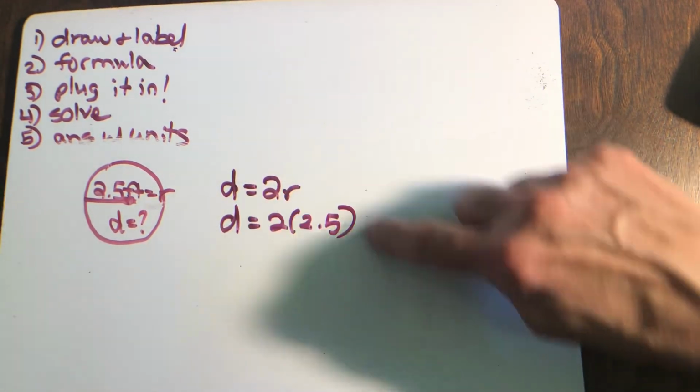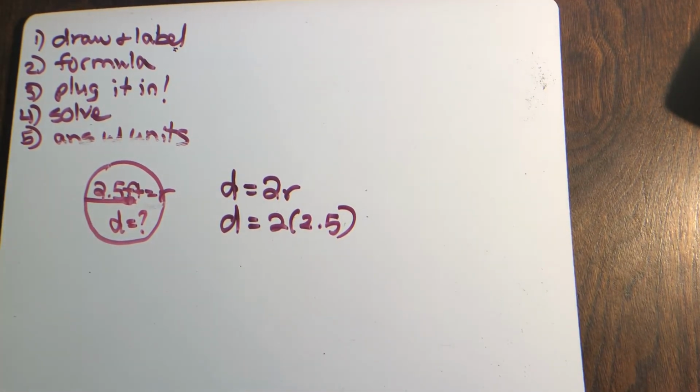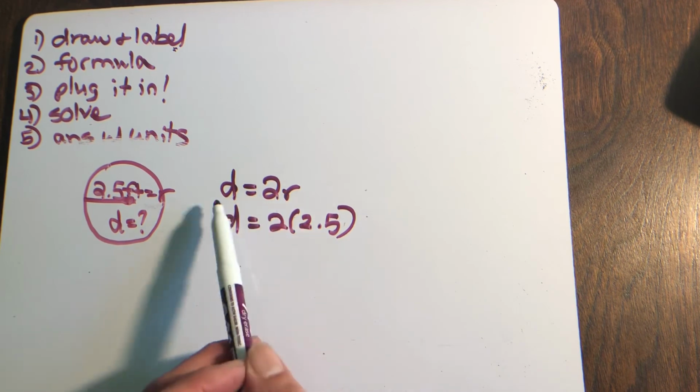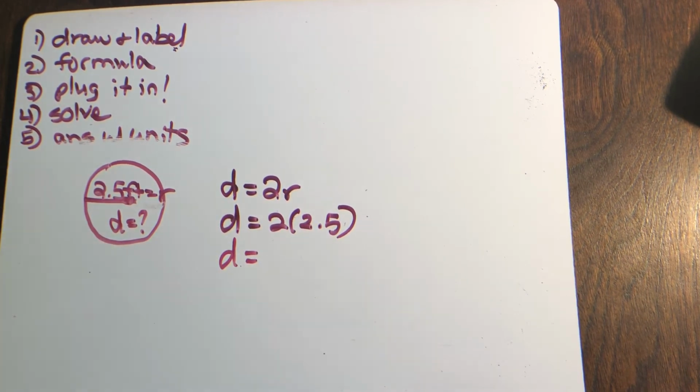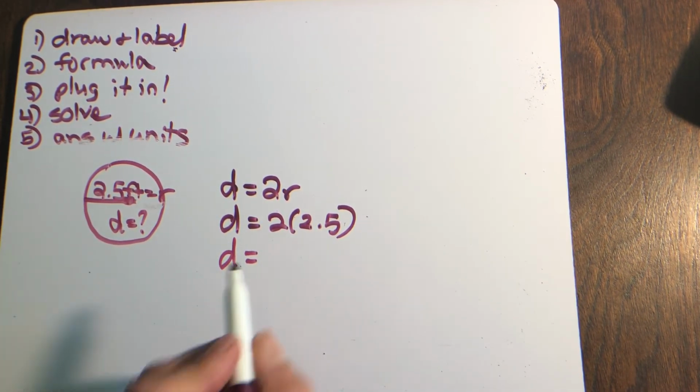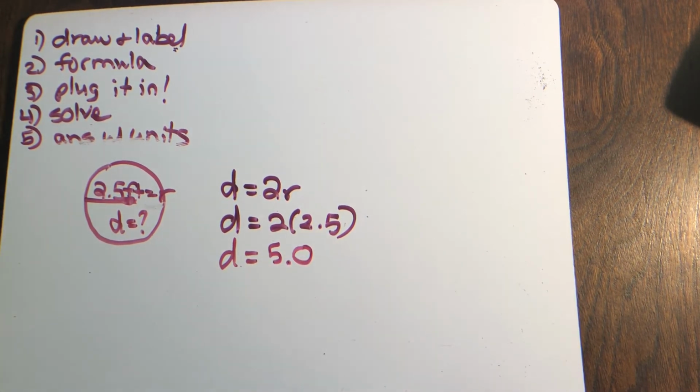You need to know how to use formulas. Could you do this in your head? Yes, but you need to understand what you're doing and why you're doing it. So 2.5 times 2 is 5.0. Use your calculator. Okay, easy schmeezy.